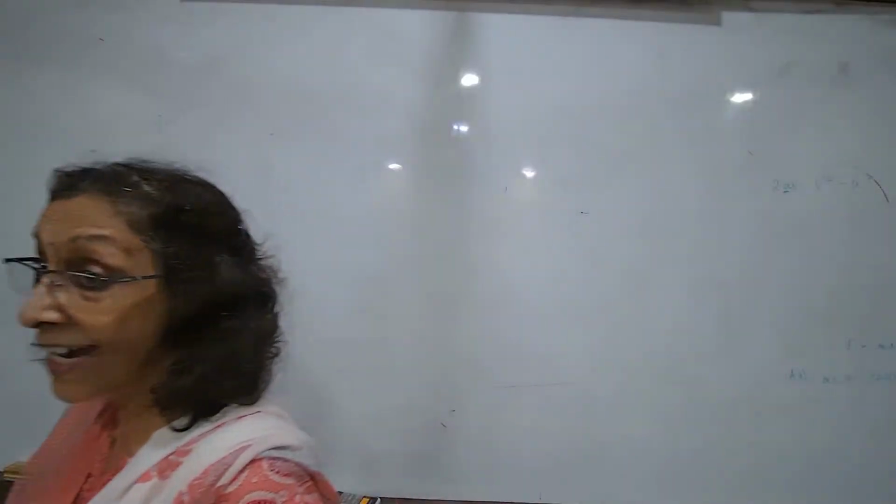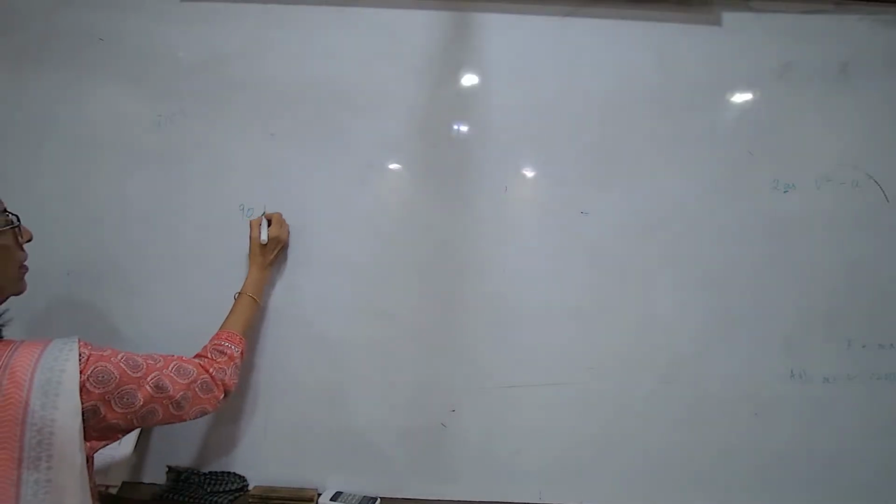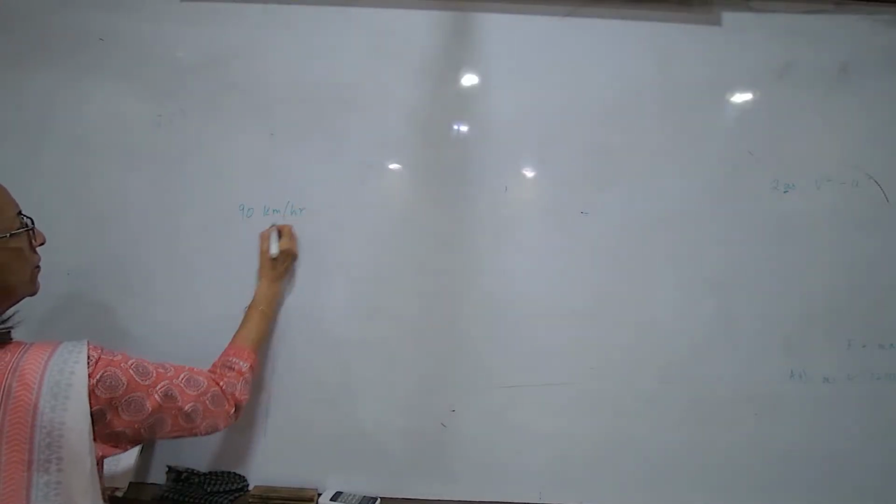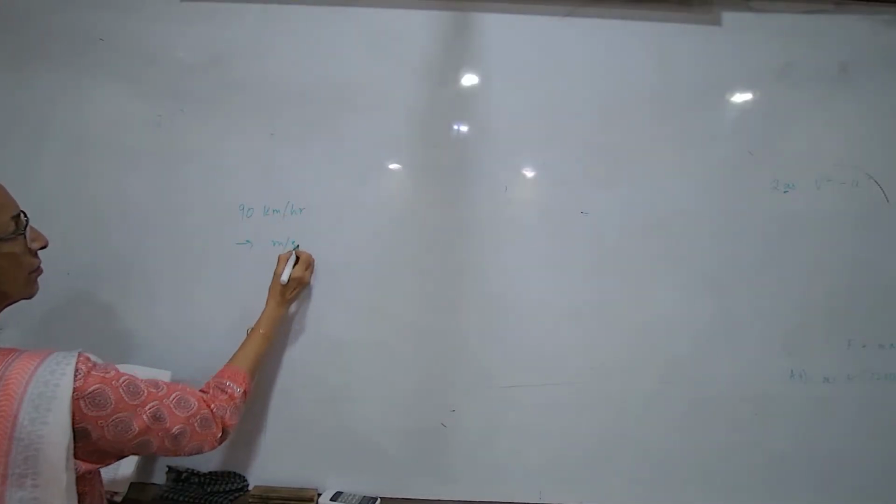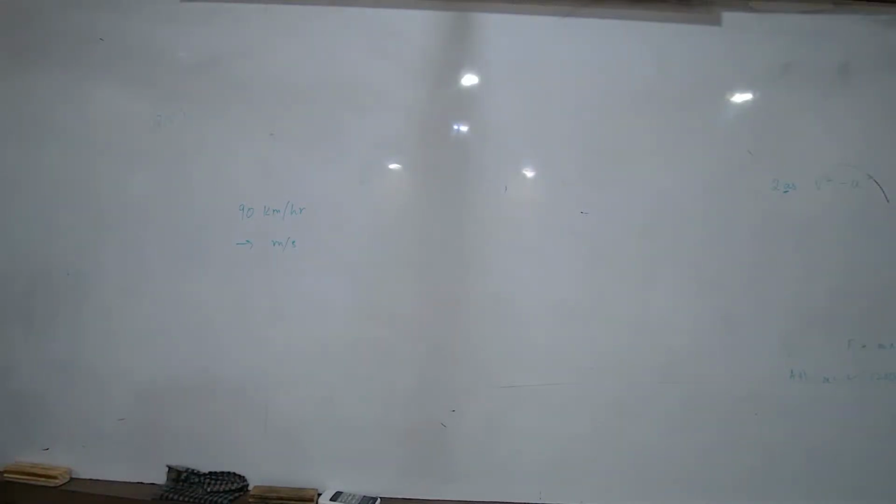Now what should you do? 90 kilometers per hour. Underline 90 kilometers per hour. Convert it into meters per second. Then velocity is slowed down to 18 kilometers per hour. So 90 is the initial velocity. It is slowing down, so that becomes the final. And they have given us time of 4 seconds.